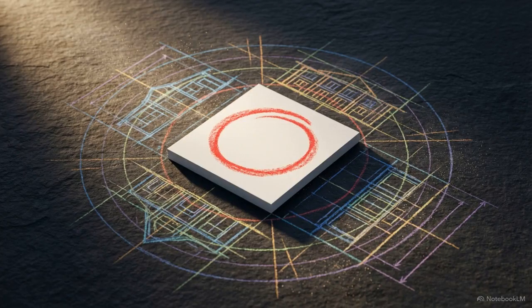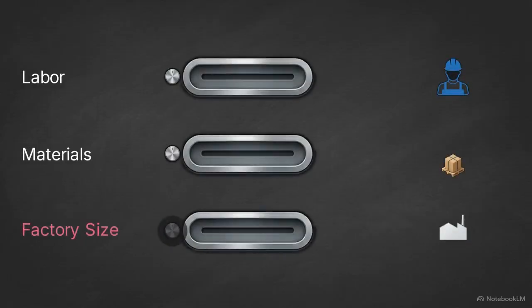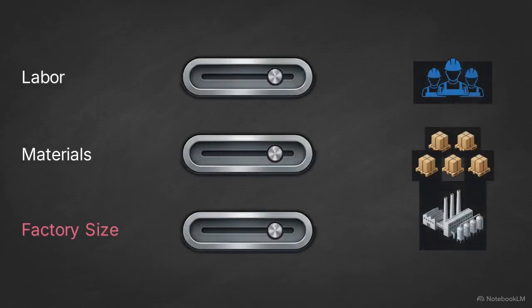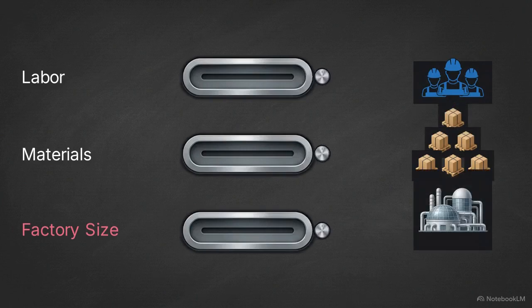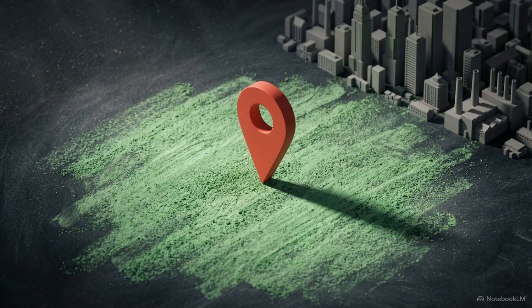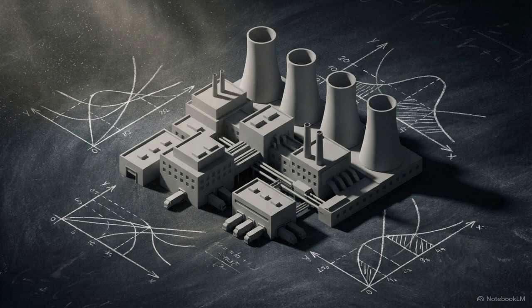To bypass this, we look at the long run. In economic theory, the long run isn't a set date on a calendar. It is a planning state where every cost is variable. You have the freedom to change everything. You can break leases, move to larger regions, or build massive new facilities.